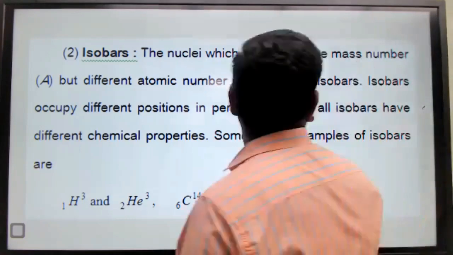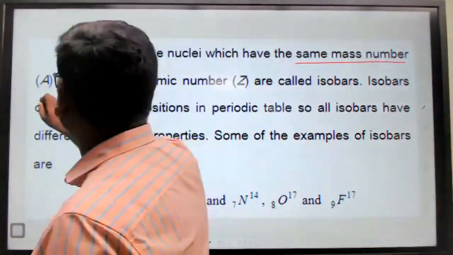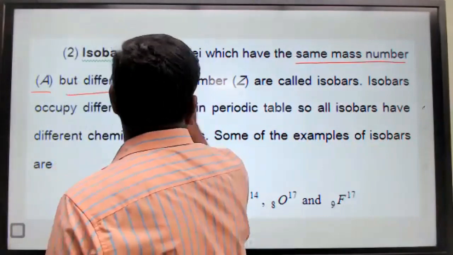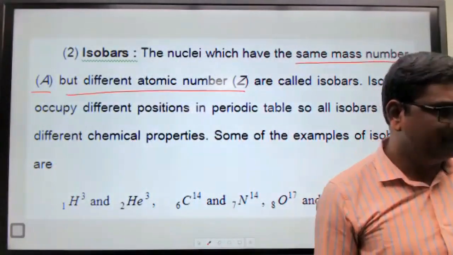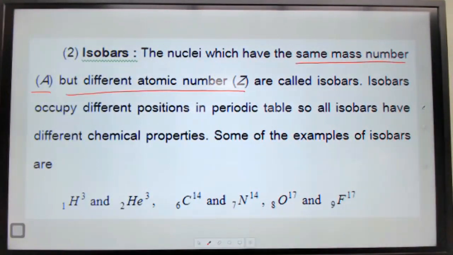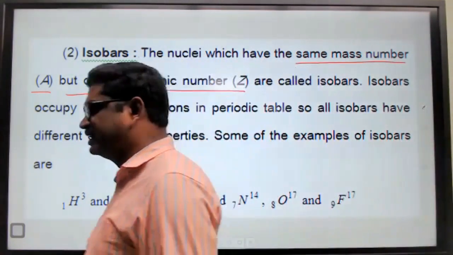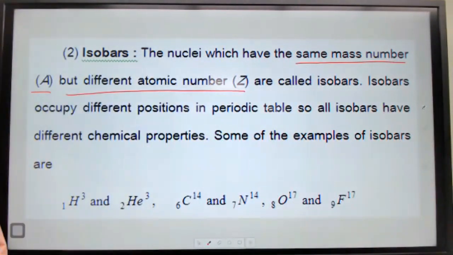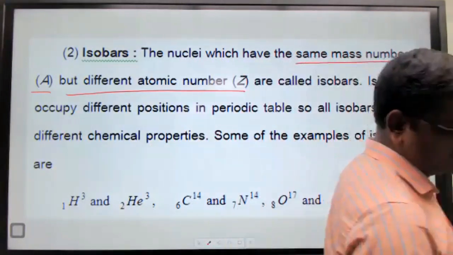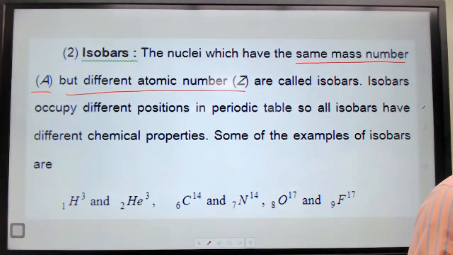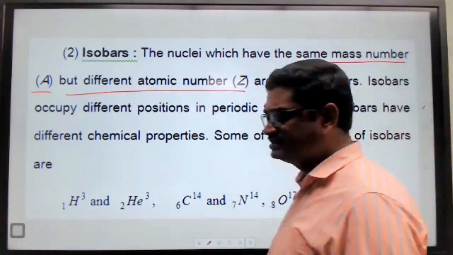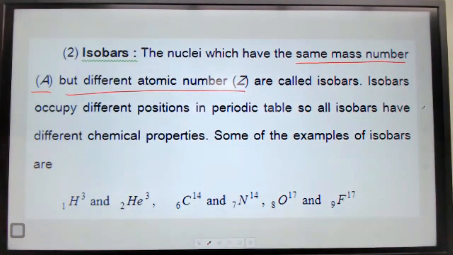Isobars. Isobar means same mass number A but different atomic number Z. If you change the atomic number, the chemical properties also change. When the atomic number changes, the chemical properties change. If the atomic number is the same, the chemical properties remain the same. So whether chemical properties are the same or not has to be decided based on the atomic number. Write down these three examples also.